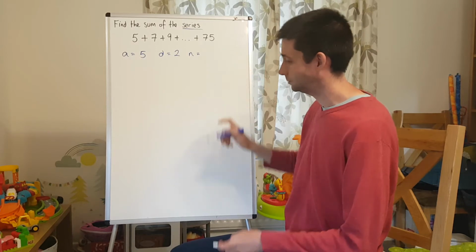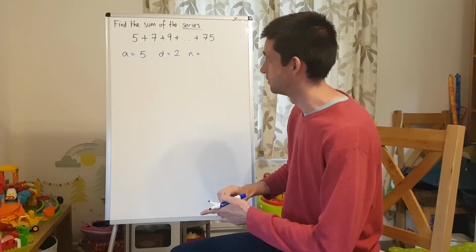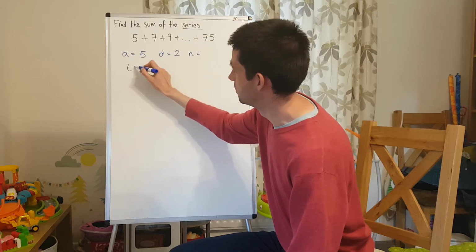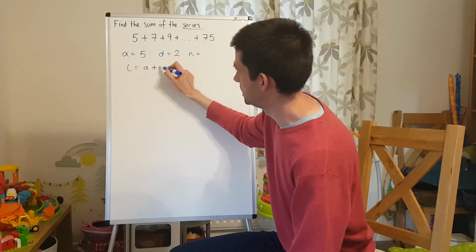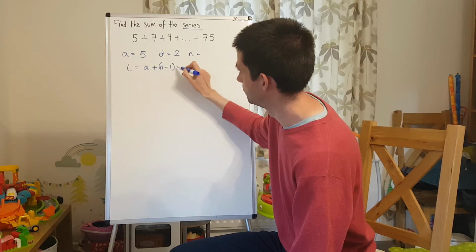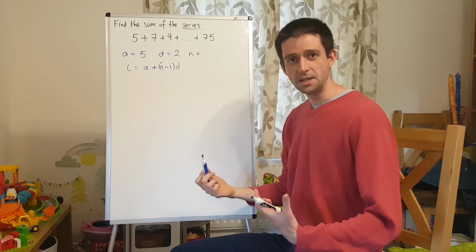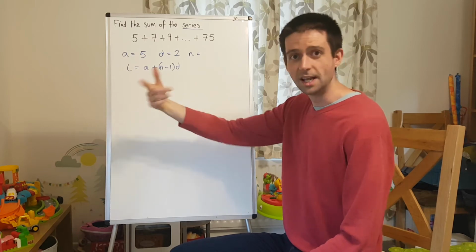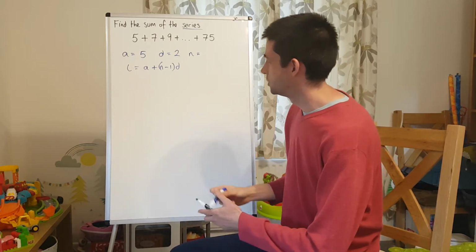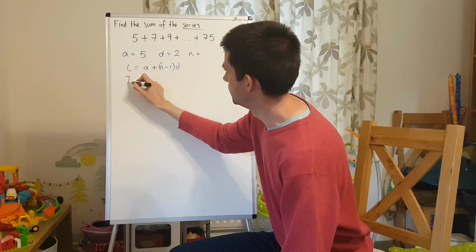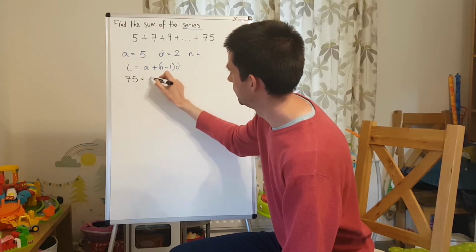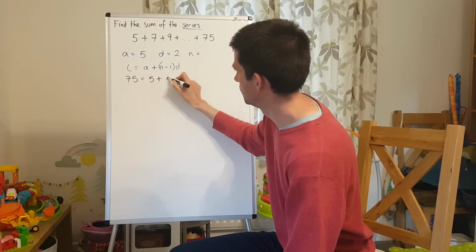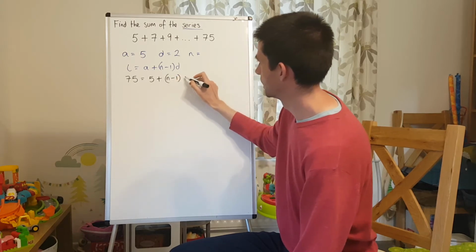So I'm going to use that formula that we mentioned in the previous video, that the last term is a plus (n minus 1)d. So any term in the sequence is the first term plus one less difference. So what I can now say is I'm going to put in 75 equals 5 plus (n minus 1) lots of 2.